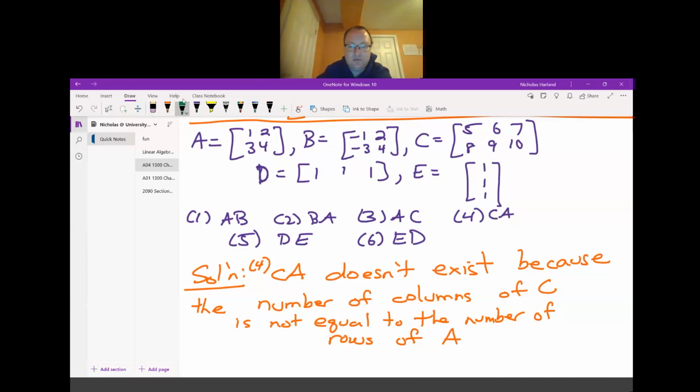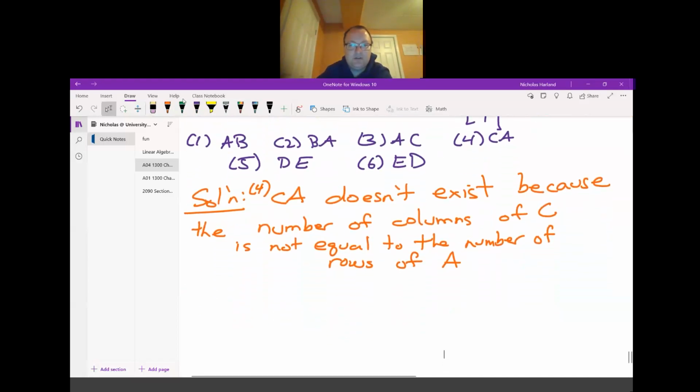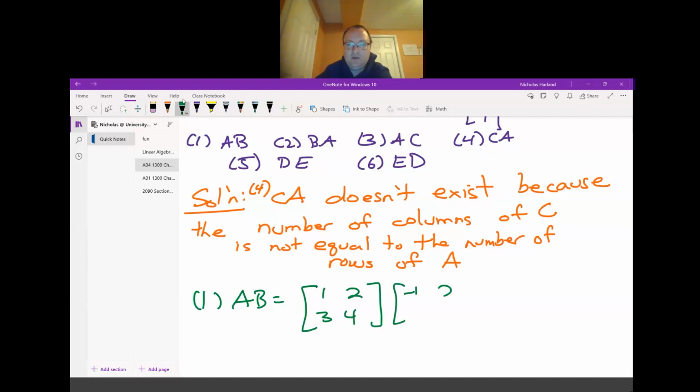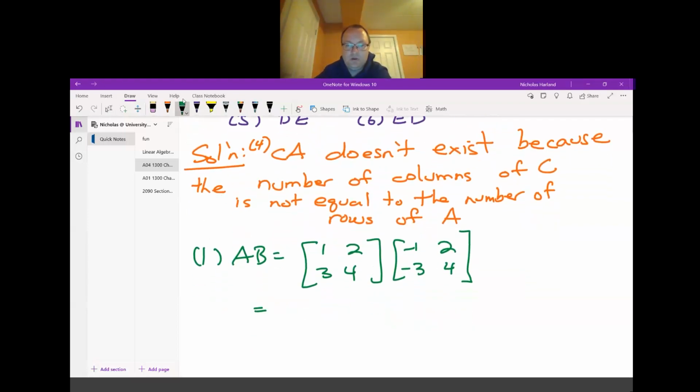All right, we may not get through all of these, but we can at least get started. So for 1, AB is [1, 2; 3, 4] times [-1, 2; -3, 4]. The number of columns of A is 2. The number of rows of B is also 2. They match, so our multiplication is defined.